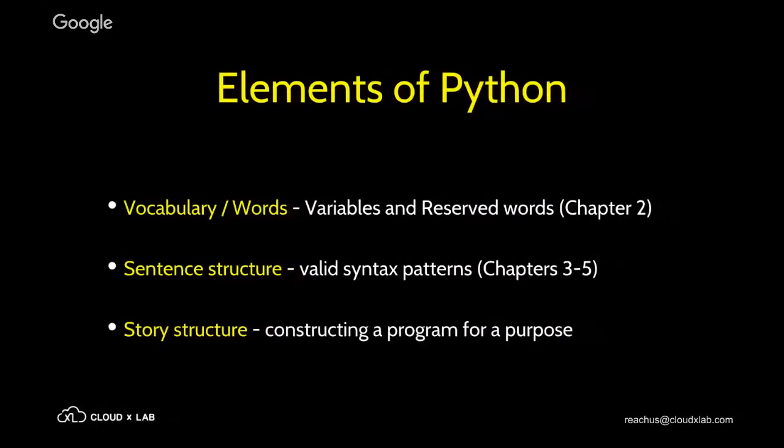The first thing we have is the elements of Python. Elements of Python are basically, one, vocabulary or words: some words are reserved and some you can define and use as a variable name. Then there is something we call a sentence, which is basically an expression. The third part, story structure, is creating full programs using the sentences, and that's how Python looks.